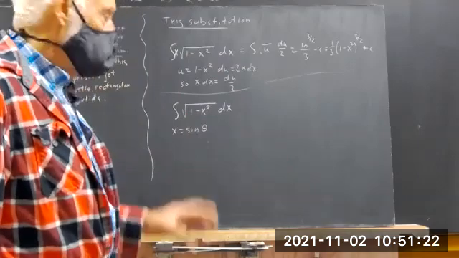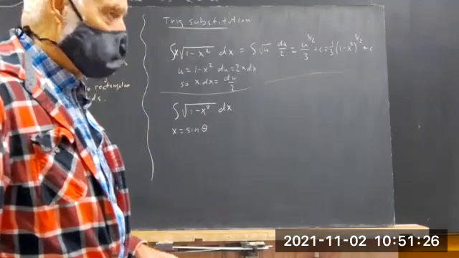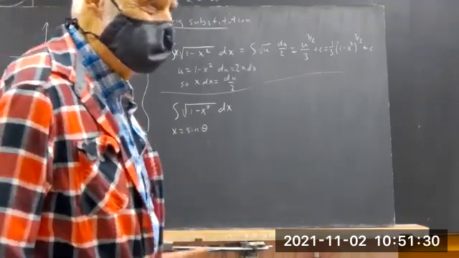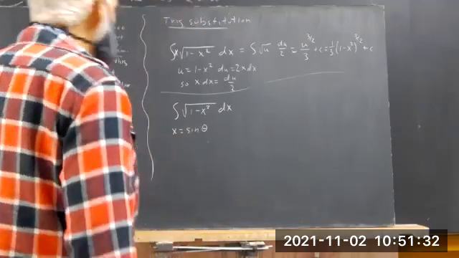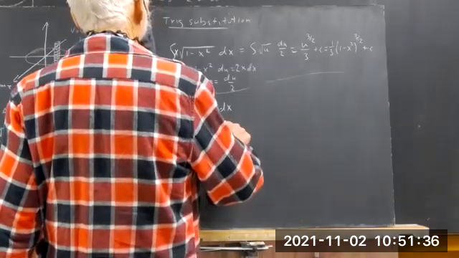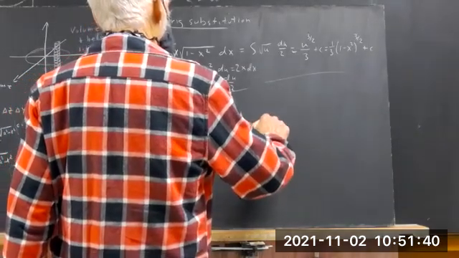And if that isn't something you've seen 1,000 times, make yourself a note. Look at it 1,000 times before nightfall. Okay? Then dx is cosine theta d theta.